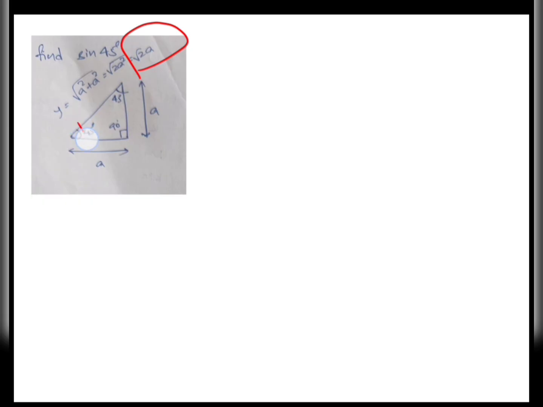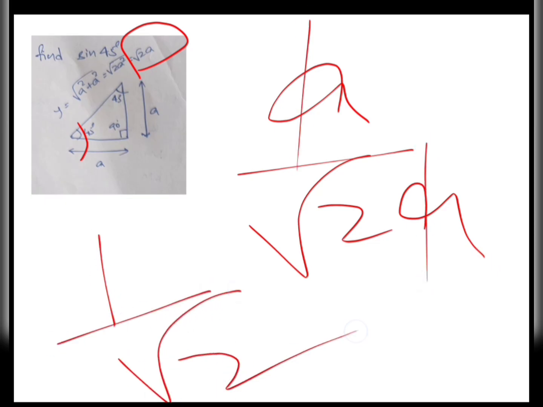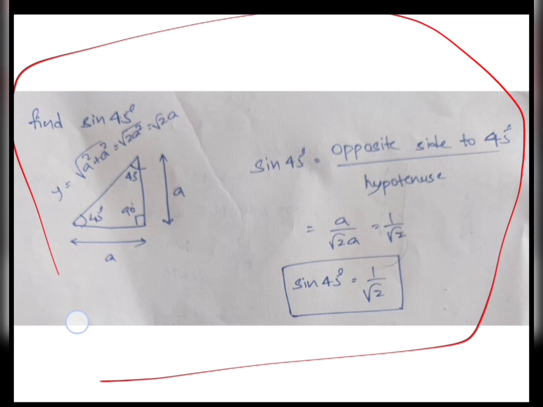Then can we find sine 45 now? We know all the values. Sine 45 is opposite side by hypotenuse. Opposite side is a and hypotenuse is root 2a. A gets cancelled. Sine 45 is 1 by root 2. If you want, you can note down this for your reference.